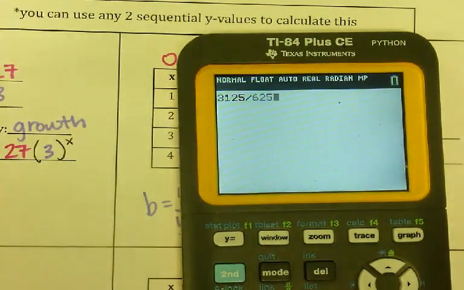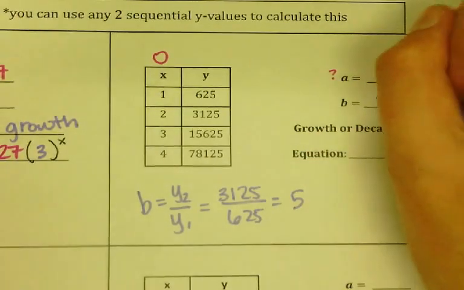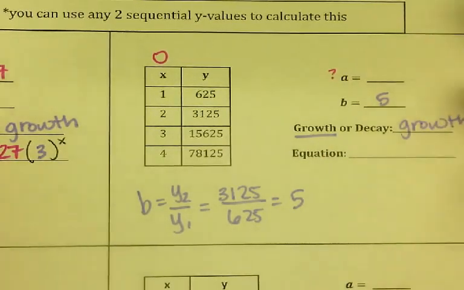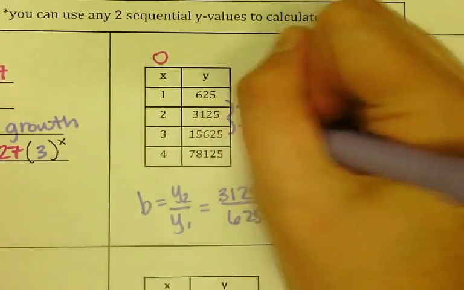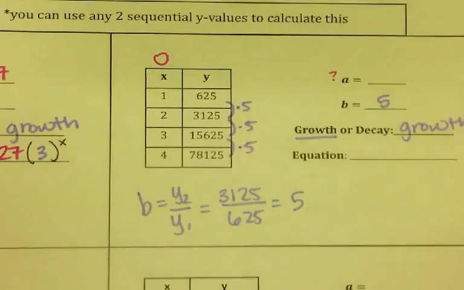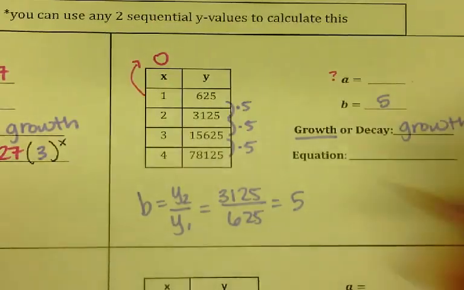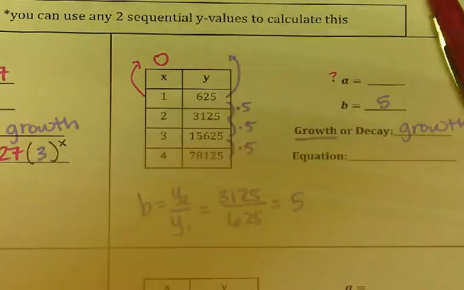3,125 divided by 625. Yes, it does. So guys, my b value is 5, which means that it is growth. That also makes sense if you're looking at your table. The numbers are all getting bigger. So guys, that means we are multiplying by 5 each time to get there. So if I want to go backwards to find my y-intercept, then I would need to divide by 5.